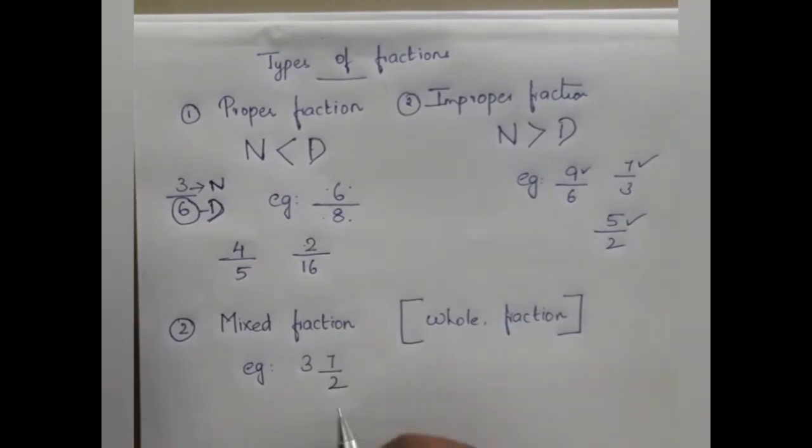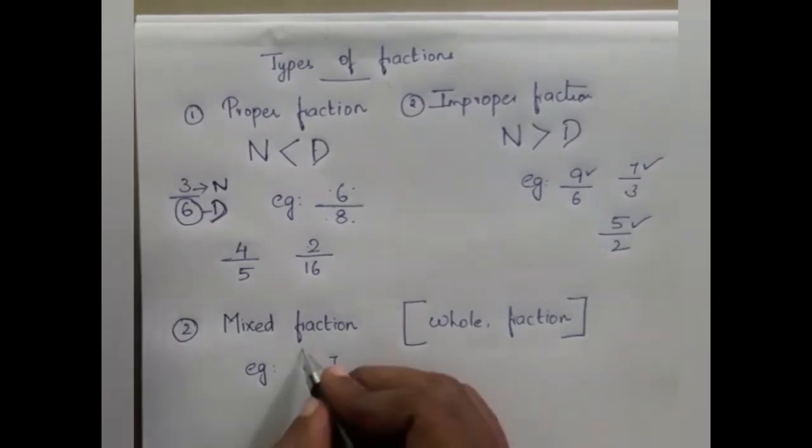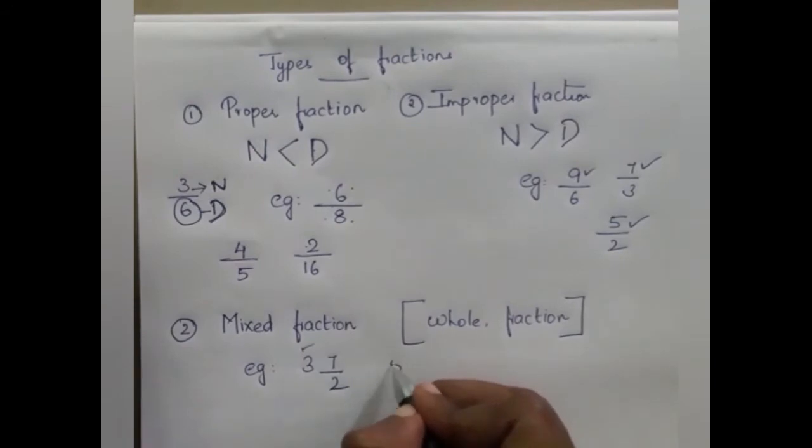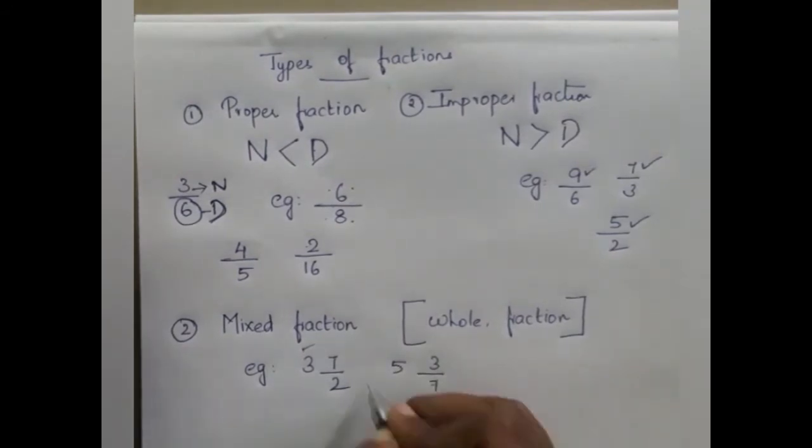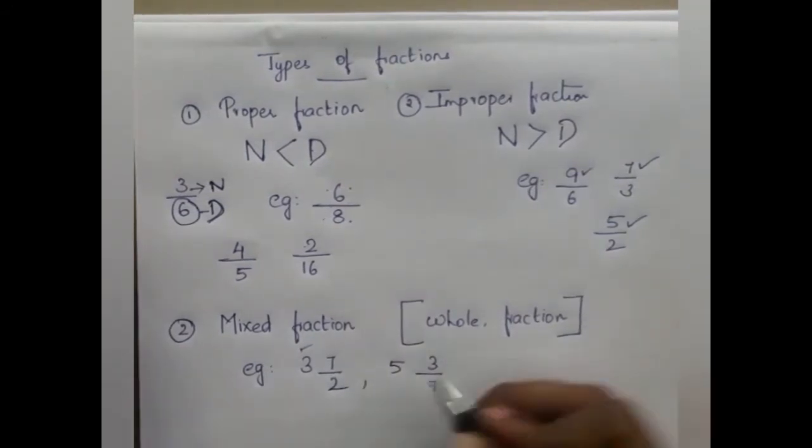For example, a mixed fraction is 3 1/2. So this is a mixed fraction. There is a whole number and there is a fraction. 5 3/7. This is also a mixed fraction.